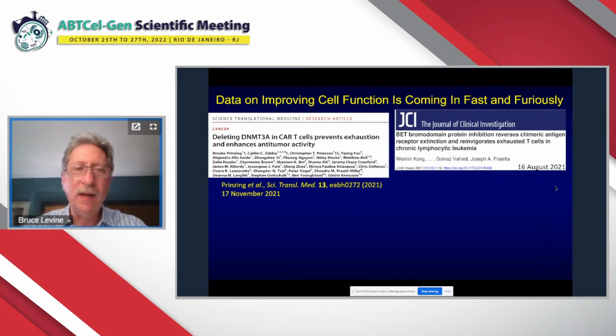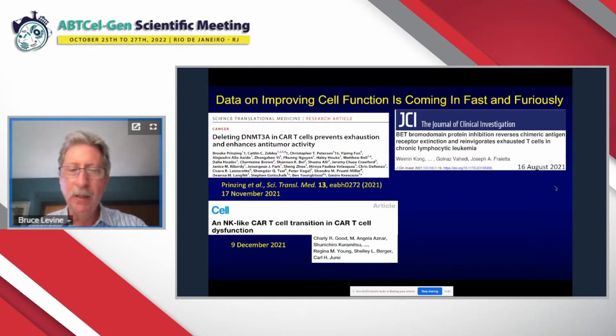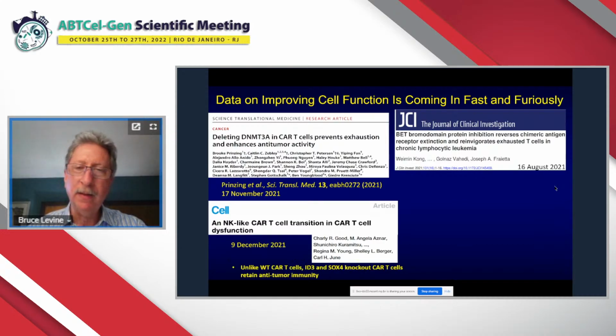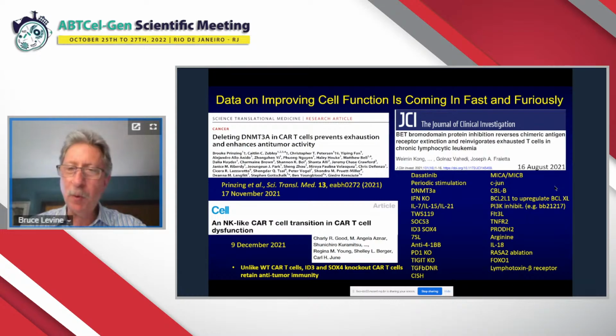I first made this slide about a year ago, and I started gathering reports on data that was coming out on ways to enhance potency, and pretty soon there were more reports, and then last year at ASH, even more. And I have this list now that is about 25 methods that you can either knock out a gene, add something in, or make changes to the culture.